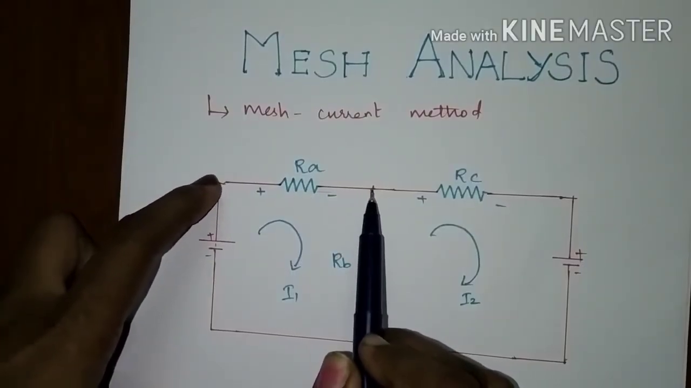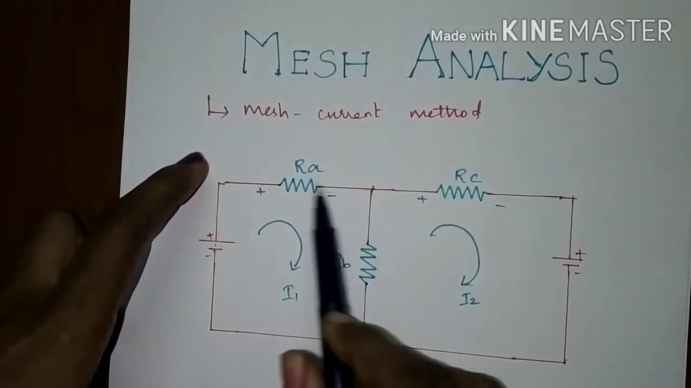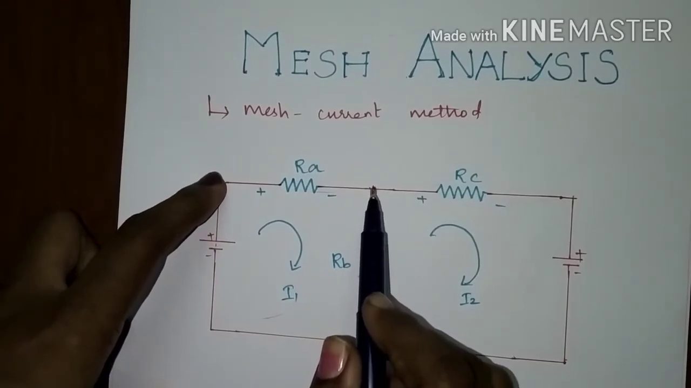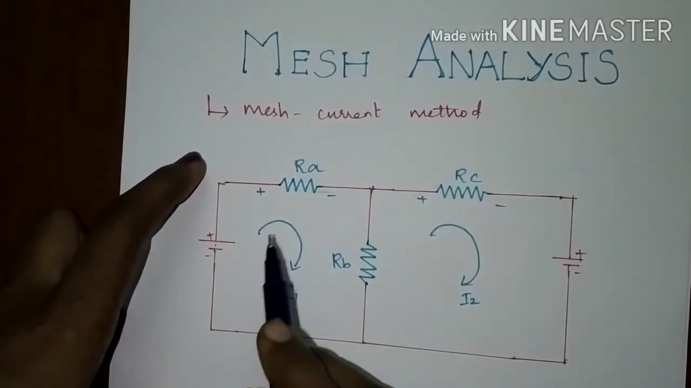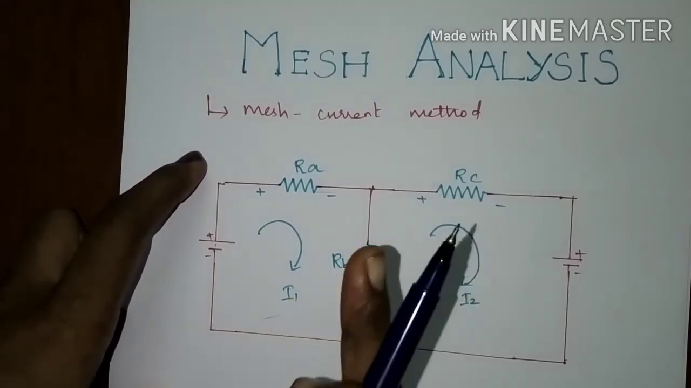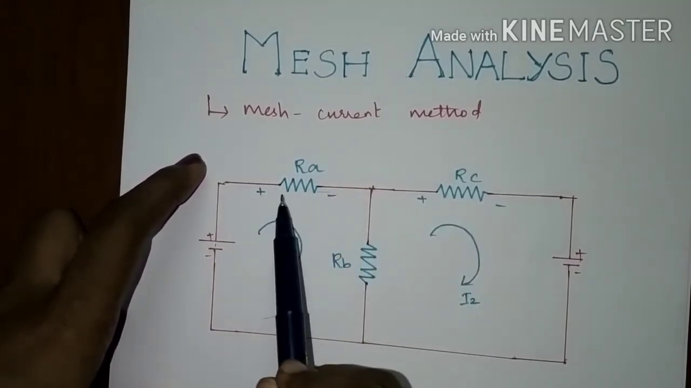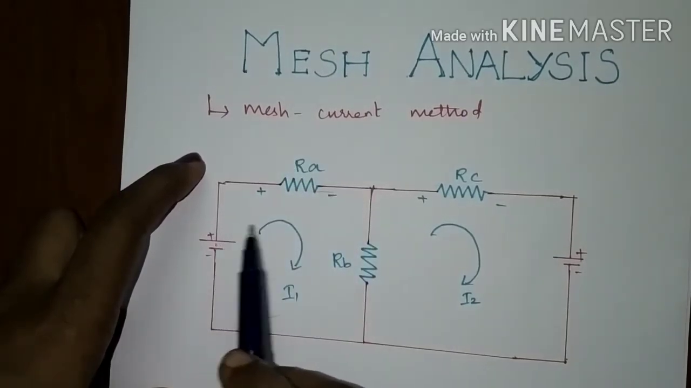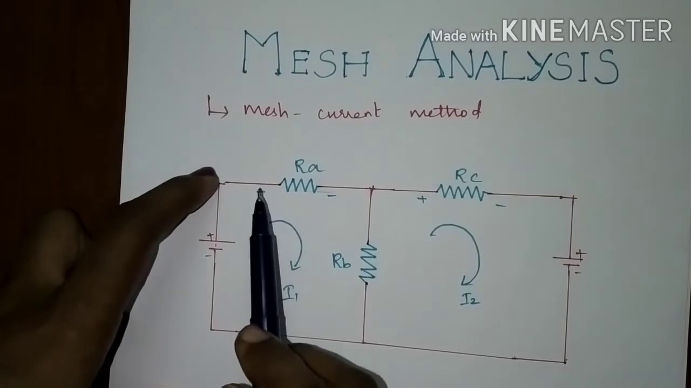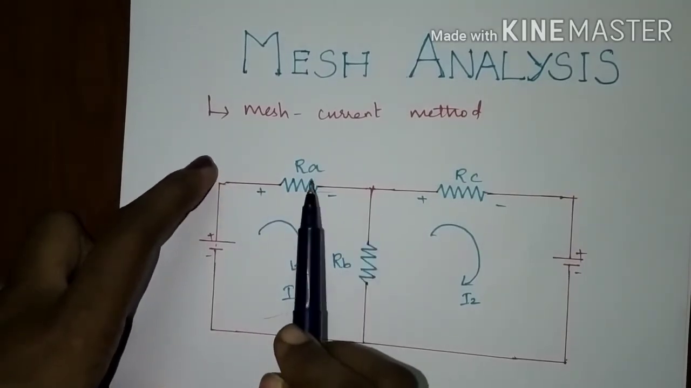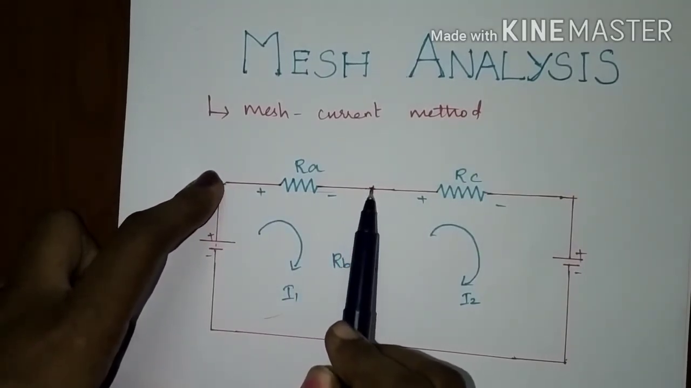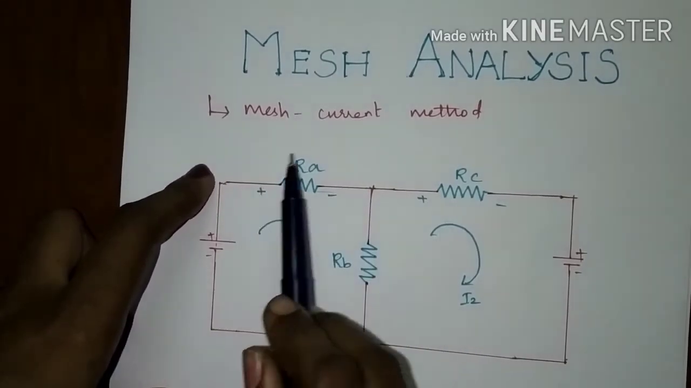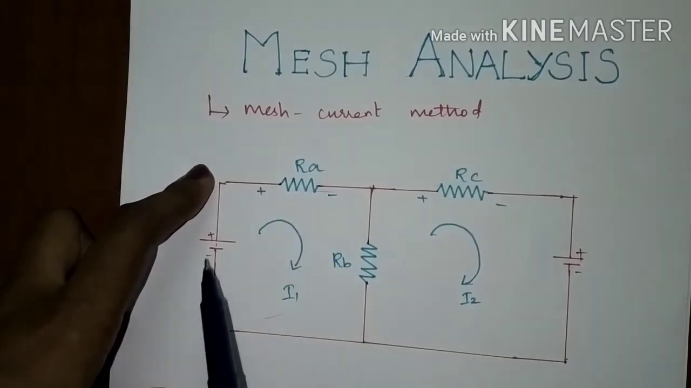Consider any branch. A branch is a path between two nodes and it contains circuit elements. Each branch has two nodes and contains circuit elements. If a branch belongs to only one mesh, for example this resistance RA, then that branch current will be equal to the mesh current. The resistance RA is a branch which belongs to mesh 1 alone, so the current flowing through that resistance is the current of that mesh.